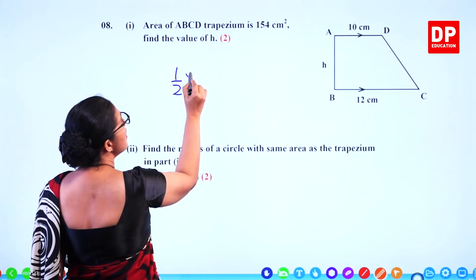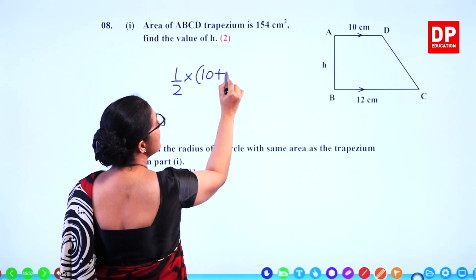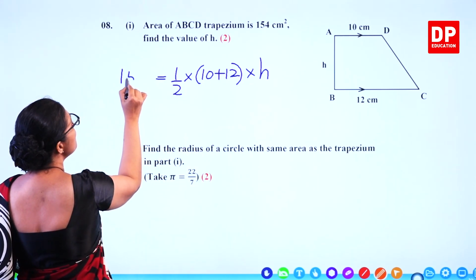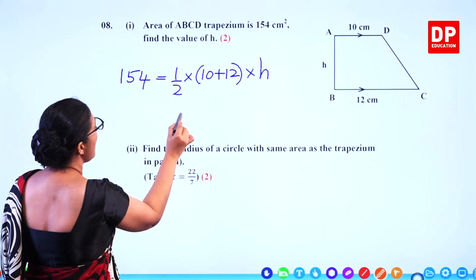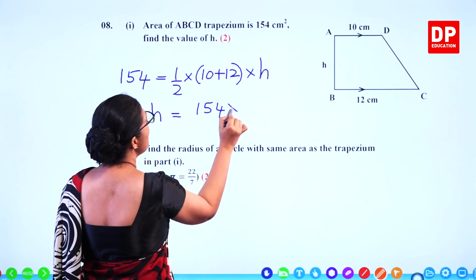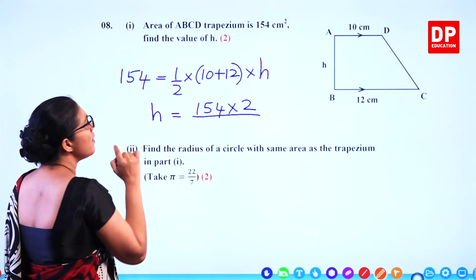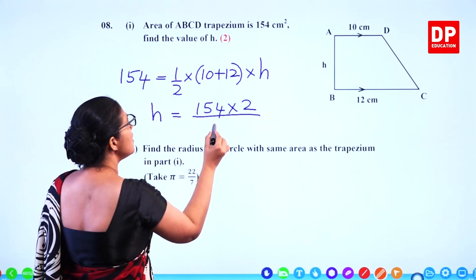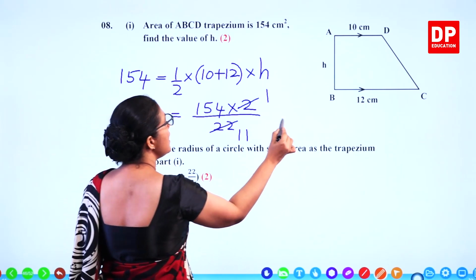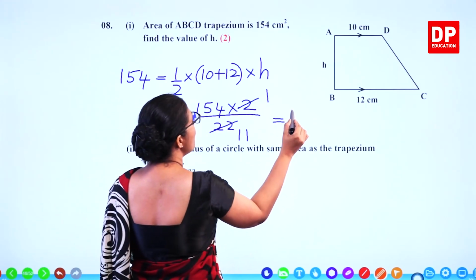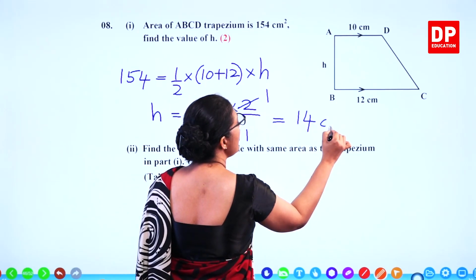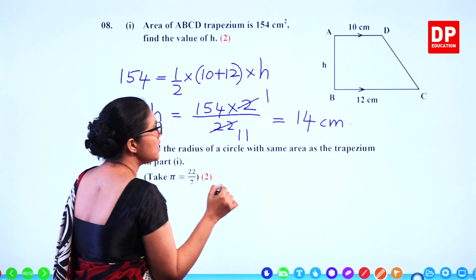So how do you find the area of a trapezium? Half, the sum of the lengths of the 2 parallel lines, times the perpendicular height. That's equal to 154. So that means, what's h? h becomes 154 multiplied by 2 divided by the addition. The addition is 10 and 12, 22. So 2 times 11, 11 times 14 is 154. So the height is 14 centimeters.